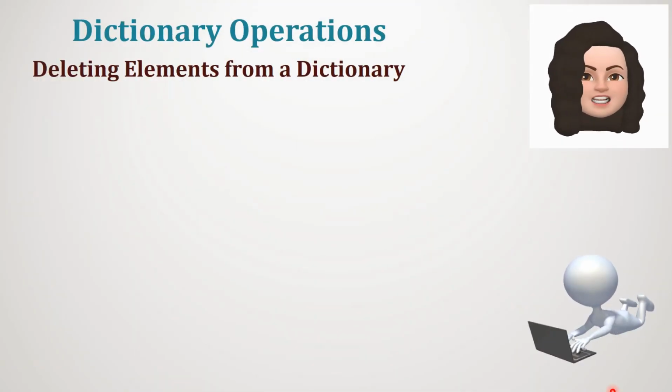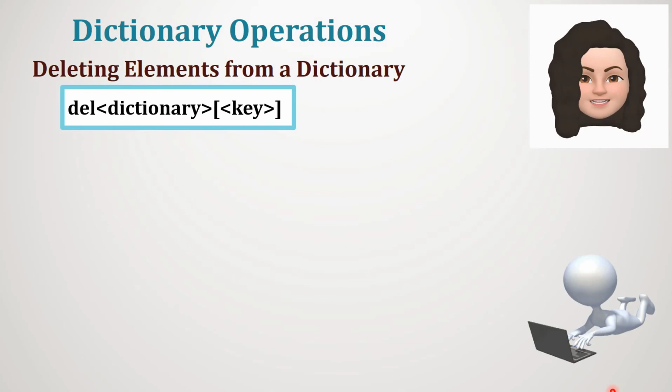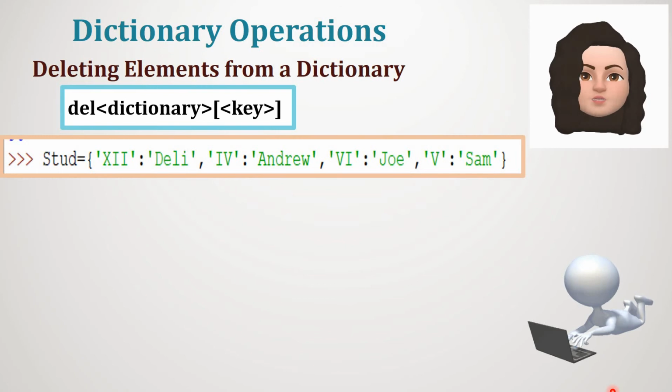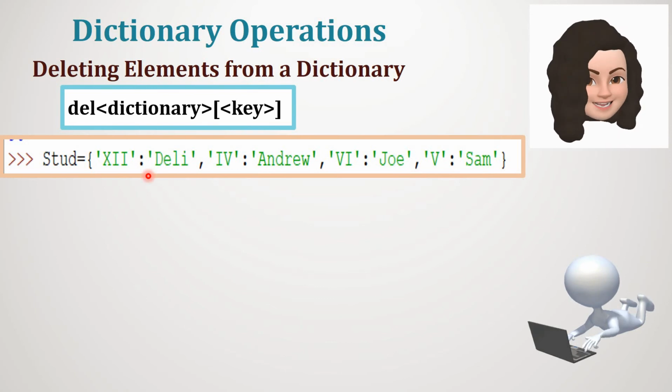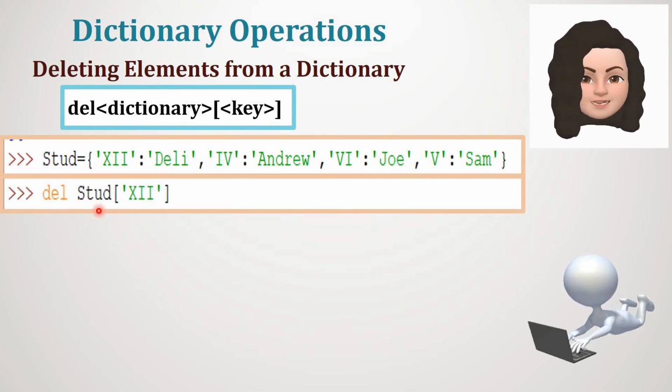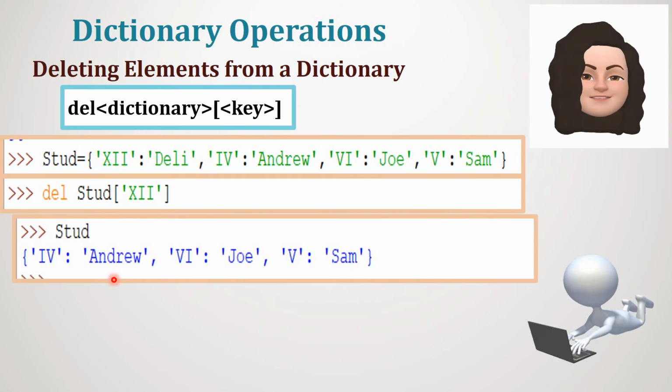To delete elements from a dictionary, you have to use the syntax del, then specify the name of the dictionary, within square brackets specify the key, then the particular key value pair will be removed. Look at this example. STUD has 4 pairs: 12 Delhi, 4 Andrew, 6 Joe and 5 Sam. Now I want to delete the key value pair 12 Delhi. So you have to use del STUD[12]. What is the key? 12. So let's display the dictionary now. Yes, 12 colon Delhi, that pair is deleted.